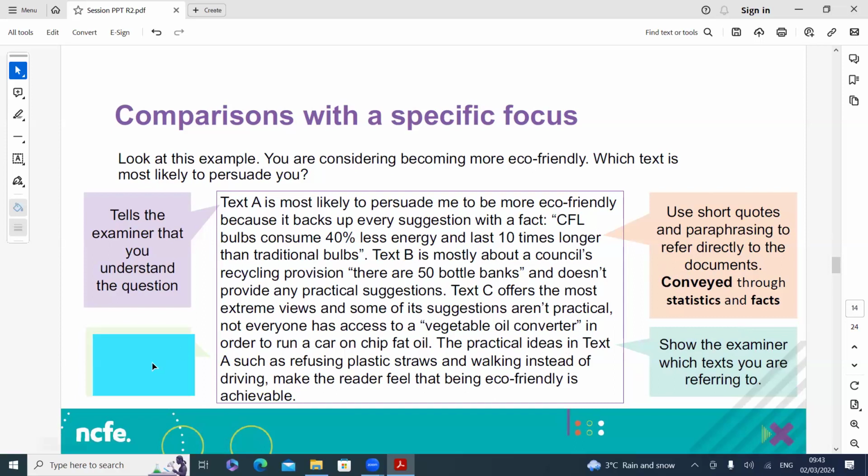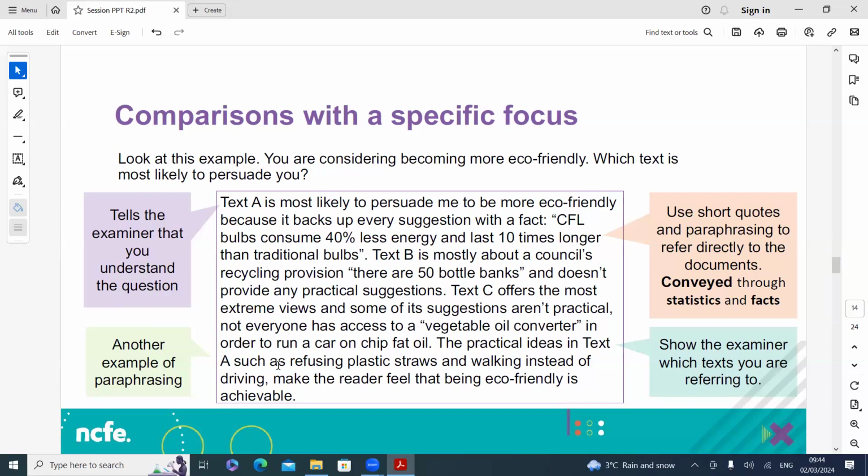So as I've just mentioned, referring to the text by name. And we've got paraphrasing as well. So when you're answering, use a mixture of quotes, short quotes, and paraphrasing to explain what each text says. So don't just use one or the other, use both. So sometimes put a short quote in, part of a sentence, or at the most a whole sentence, but then also put some of it into your own words.